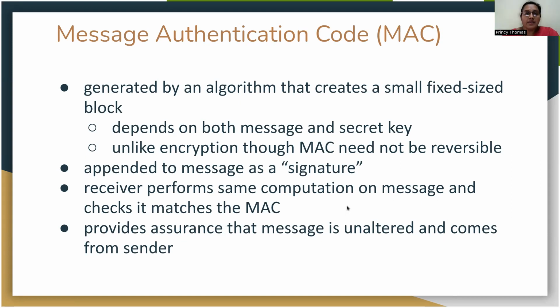Okay, now MAC can be appended to the message just like a signature. The receiver, when he receives the message along with the MAC appended, takes the message portion and uses the same algorithm to once again generate the MAC. Then he checks the MAC that he has received against the MAC that was generated at his end. If both the MACs are the same, then the message has not been altered and the message has come from the right person. Okay, so this provides the assurance that the message is unaltered and comes from the actual sender who claims to have sent the message.